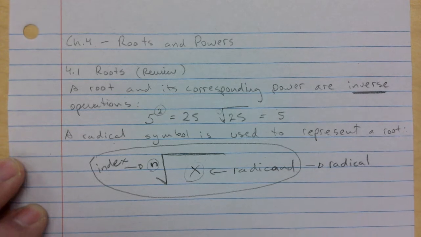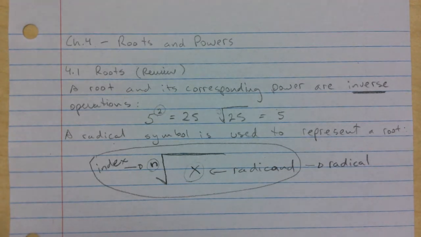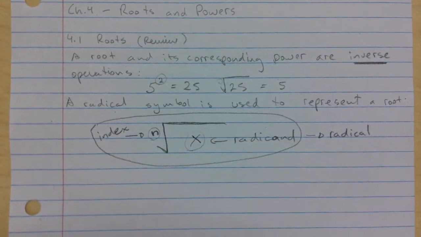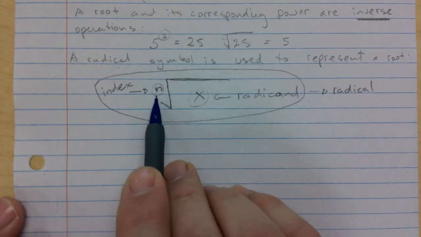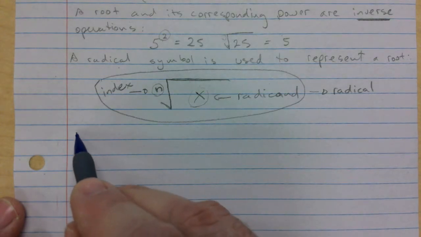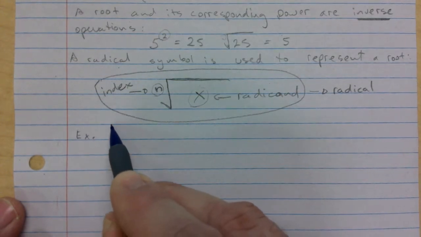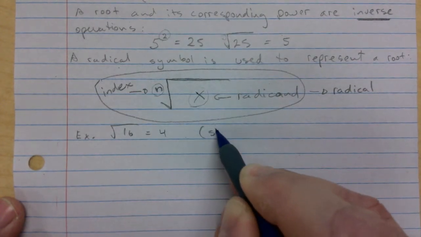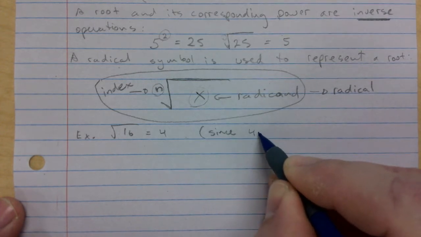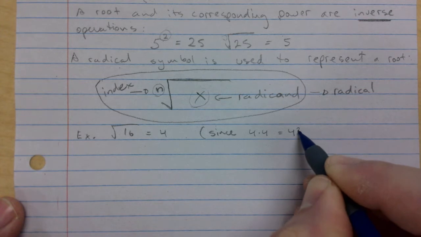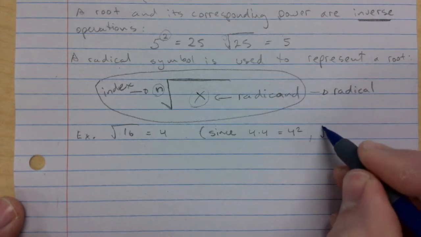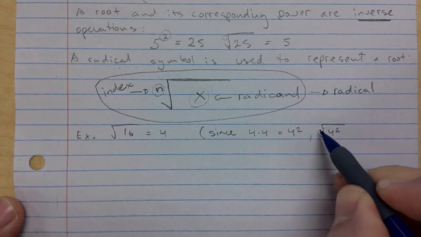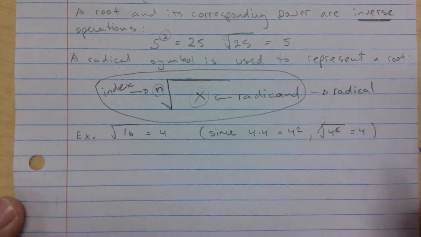So if you're thinking radical numbers, it's not necessarily the square root, but the root of something. The index will vary, right? So example, square root of 16 is equal to 4, since 4 times 4 is equal to 4 squared. So the square root of 4 squared, there's technically an index of 2 there, so they cancel out and you end up with 4, right? So that keeps going.